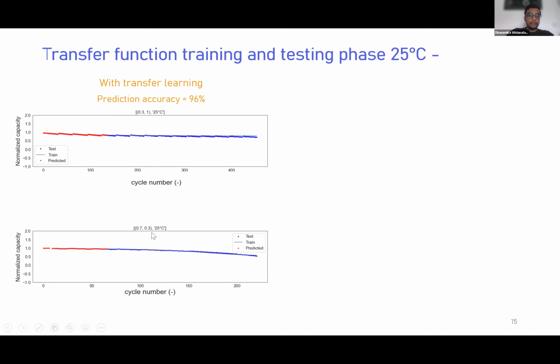But when we looked at the 0.7C, the fast charging scenario, the data already displays a nonlinear sort of starting decay behavior. And the transfer learning model quite encouragingly demonstrated that it can capture this nonlinear behavior from the transfer learning approach.